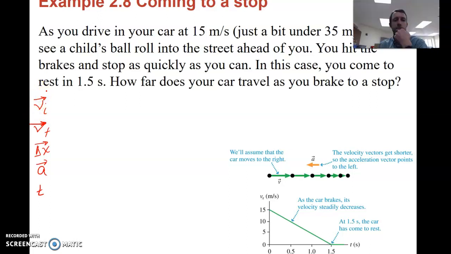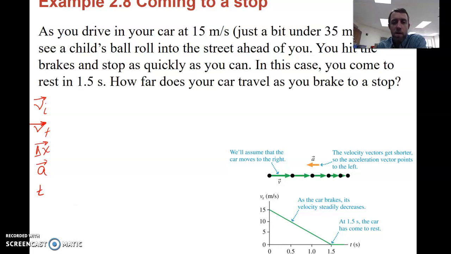Good. So you drive in your car at 15 meters per second, which is just under 35 miles per hour. You see a ball roll into the street, and you have to come to a stop. So you stop as quickly as you can. It takes 1.5 seconds. How far does your car travel while you're braking? All right. So we need to figure out which variables we have, which one we need to find, and then apply the equation to find the one we need.